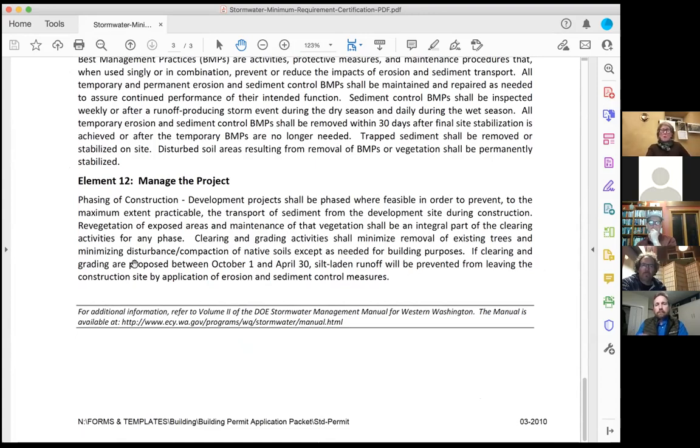I want to point out, if you clear and grade between October 1 and April 30, there's a really different set of regulations that accompany that than if you do it during the dry season, so from May 1 through September 30. And you need to plan that accordingly too.